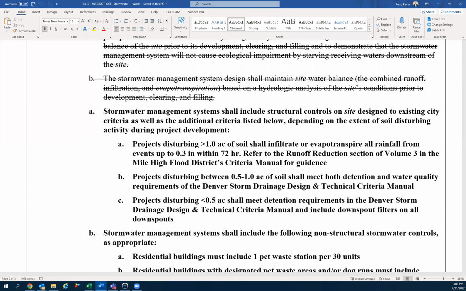And so the proposal is kind of to shift all of those down. So now sites under a half acre would require, you have to meet the detention requirements. Sites between a half acre and 1 acre would have detention and water quality requirements. And then for the sites over 1 acre, there's a new requirement in that all the runoff from rainfall events up to 0.3 of an inch has to be infiltrated or evaporated. So that's A. If you could scroll down to B, please.